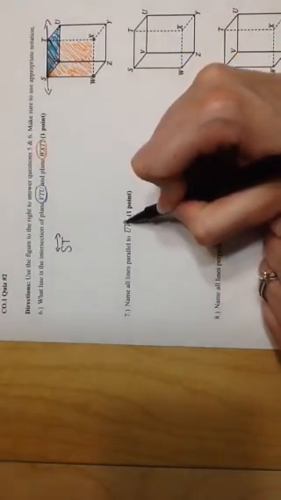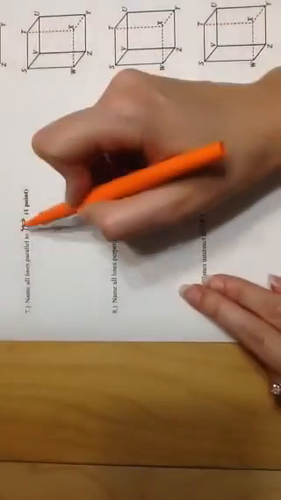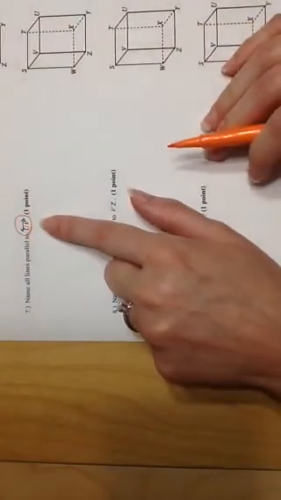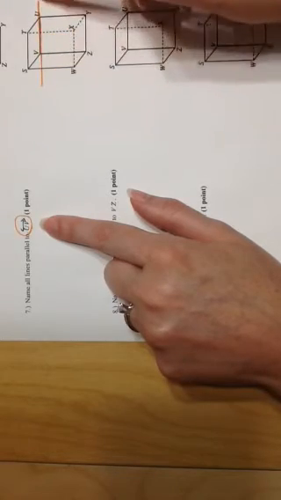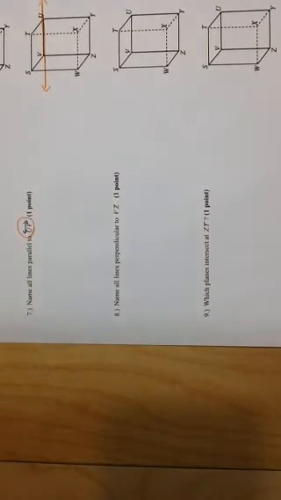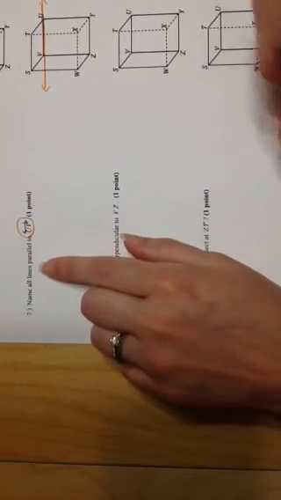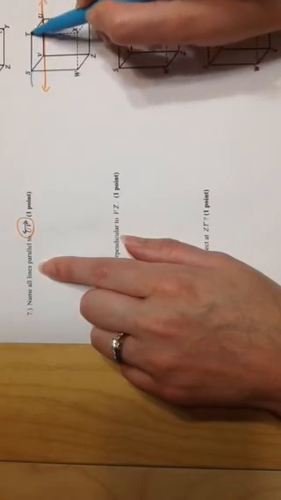So here, for question number 7, I want to name all lines parallel to UV. So what I'm going to do is take one of my colors and I'm going to highlight UV first, and I make my highlight big so that it's easier to see. And then I want to highlight all of the lines parallel to that.